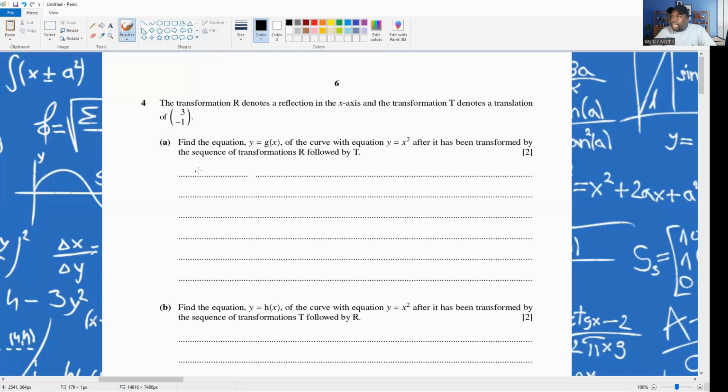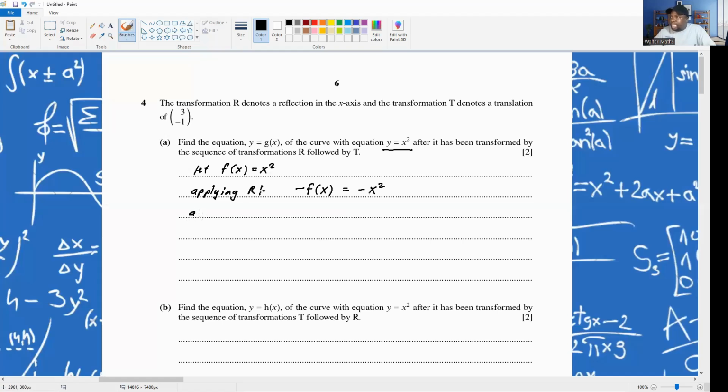Let f of x be equal to x squared. So we are transforming this, all right? Now, applying the transformation R first. R is a reflection in the x-axis. So we'll be having the function being minus of f of x. All right. Which happens to be minus x squared.